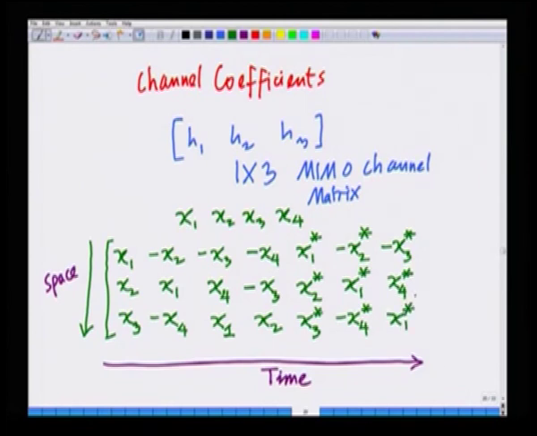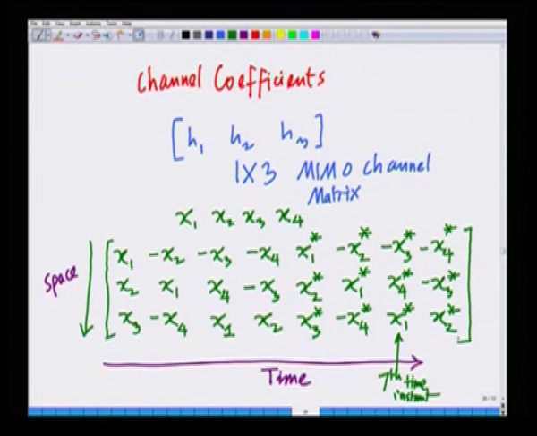x1 conjugate. Remember, this is the 7th time instant. In the 7th time instant, I am transmitting minus x3 conjugate from transmit antenna 1, x4 conjugate from transmit antenna 2 and x1 conjugate from transmit antenna 3, and in the final instant I transmit minus x4 conjugate from transmit antenna 1, minus x3 conjugate from transmit antenna 2, x2 conjugate from transmit antenna 3.